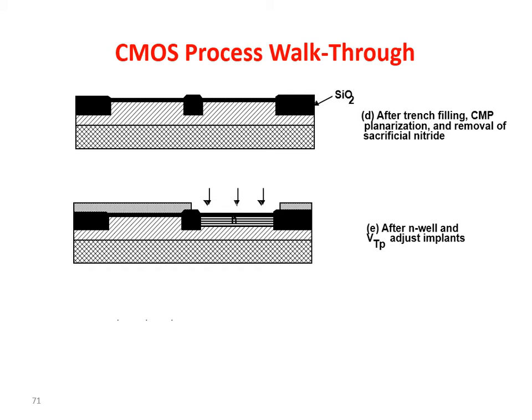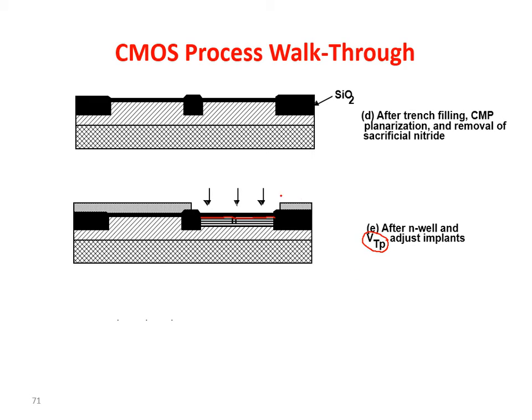So we need to dope the N well, and also you see here there's a VTP adjust implant. Basically, what we do here is that we have a region at the top which has a higher doping, and this serves to adjust the value of the threshold voltage of the PMOS. And this is done because, as we have discussed before, we need to have the same VT, the same threshold voltage for the PMOS and for the NMOS, and it does not come by chance. In order to have it, we need to adjust the doping of the regions of silicon close to the silicon oxide, to adjust finally the doping in order to obtain the same threshold voltage for the PMOS and for the NMOS.